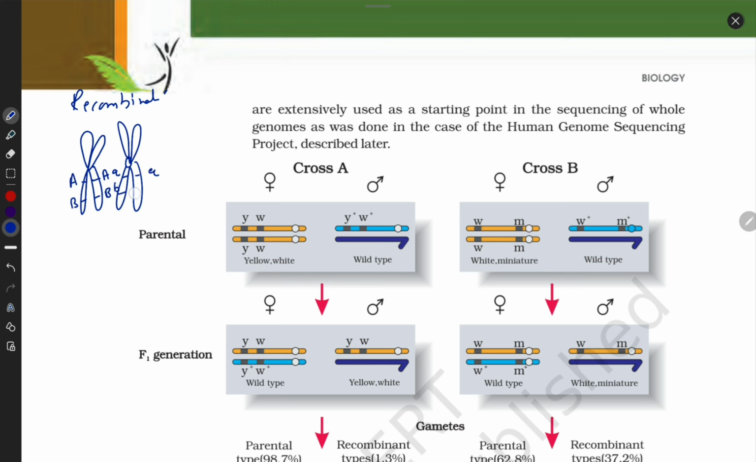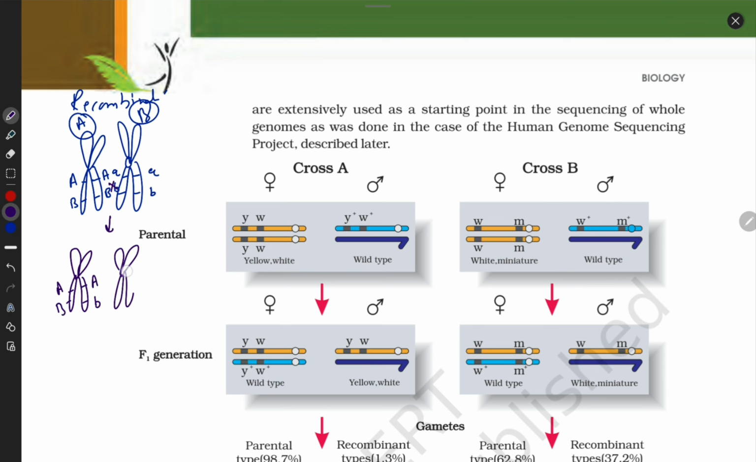Understand? Whatever I am drawing here, you understand? There are 2 chromosomes and they carry their genes. What is happening with them? They recombine with each other, they link, they cross with each other. Now what kind of arrangement do we get? Something like this. Yes or no?